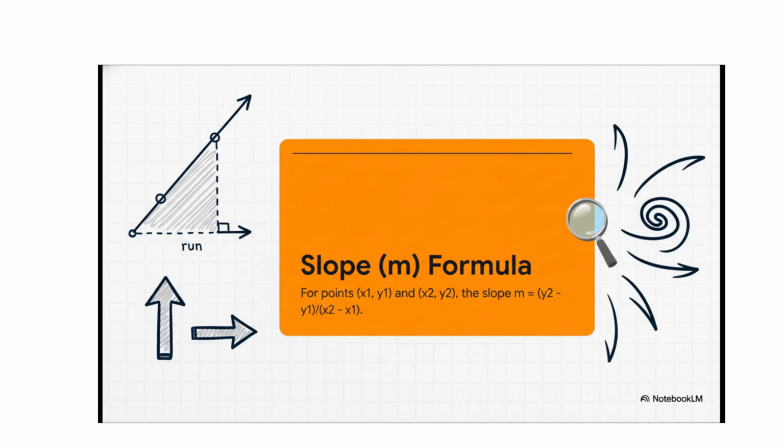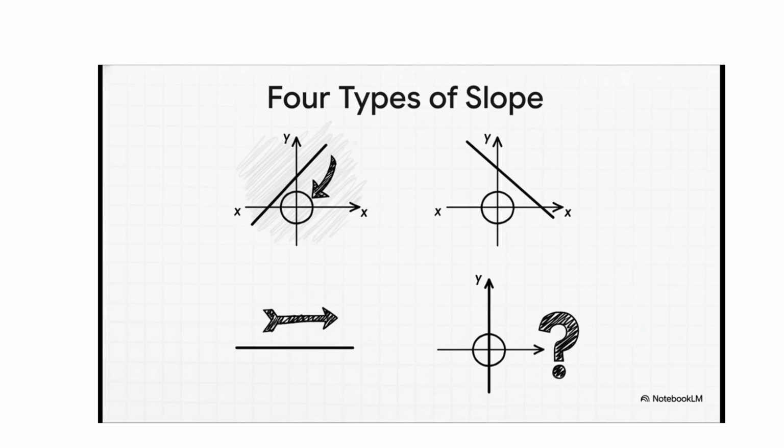And the formula, of course, is a direct translation of that idea. The rise is just the change in the y values, right? And the run is just the change in the x values. You divide one by the other, and you get m, the slope. Just one number that tells you the entire story of that line's direction. And that single number tells you so much, instantly.